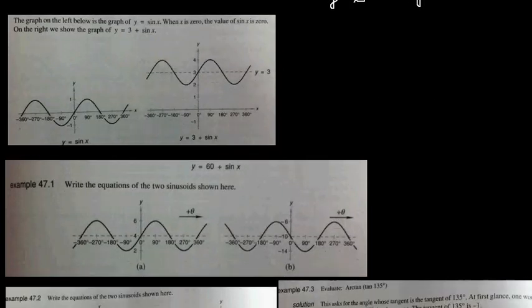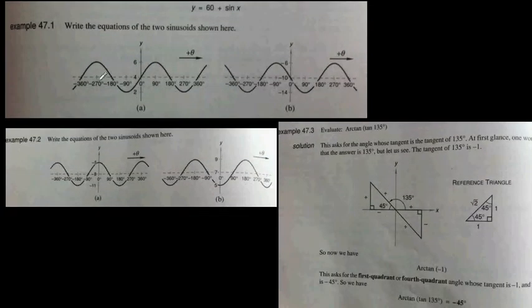So let's look at an example. We're supposed to write the equation of the two sinusoids shown here. So look at the first one. We're just going to write the equation of it. Now, it looks just like the normal sine curve, but if you look at it, do you see this dotted line is going across at 4 and not at 0? The normal sine curve, if you look at this one, is going through y equals 0. The one we're going to translate, you can see the center line is going through y equals 4.